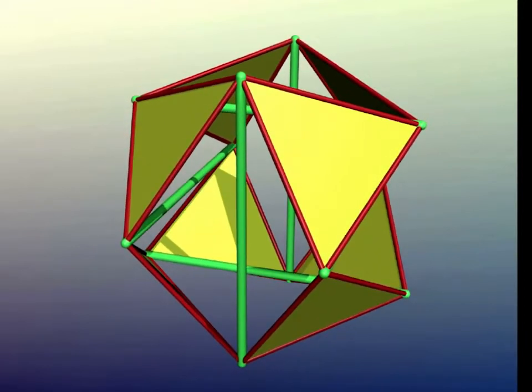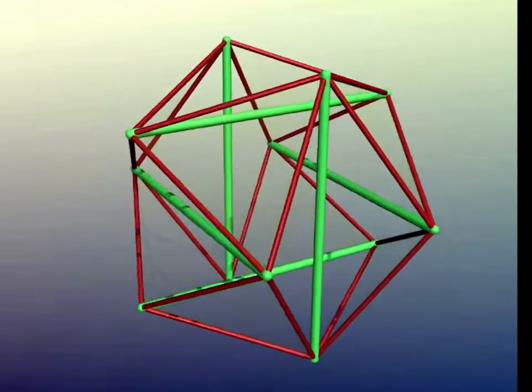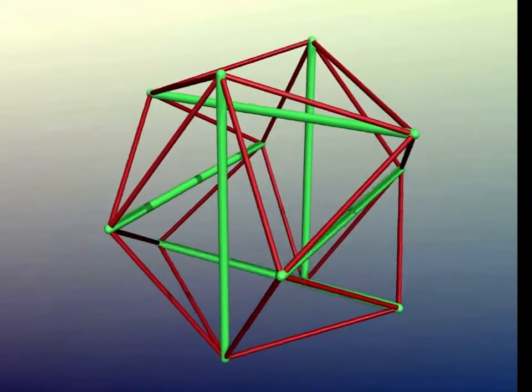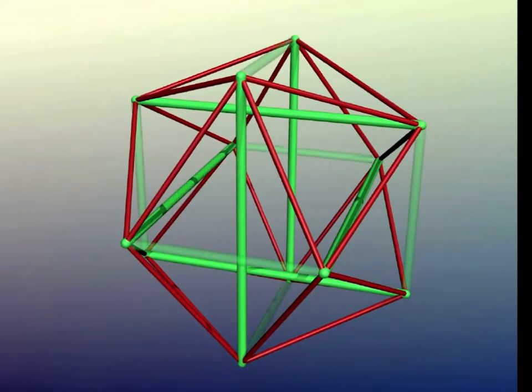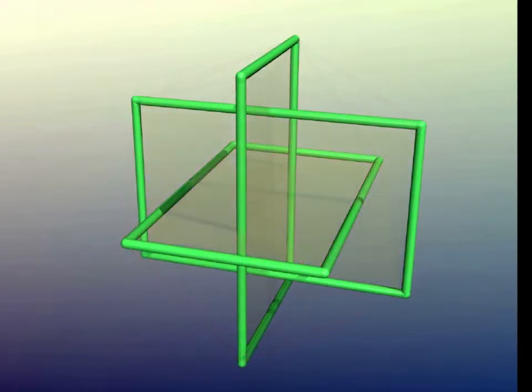This configuration can be built as a rigid tensegrity framework, with struts along the green diagonals and springs or cables along the red triangle edges. If we add back in the missing icosahedral edges, the green lines join to form 3 perpendicular golden rectangles.